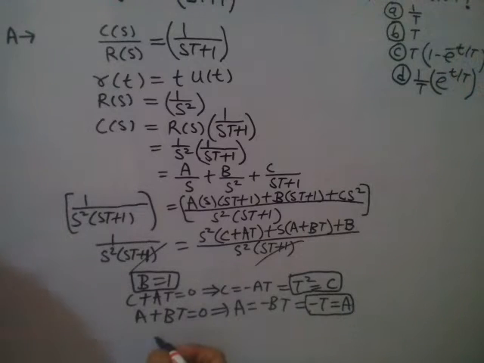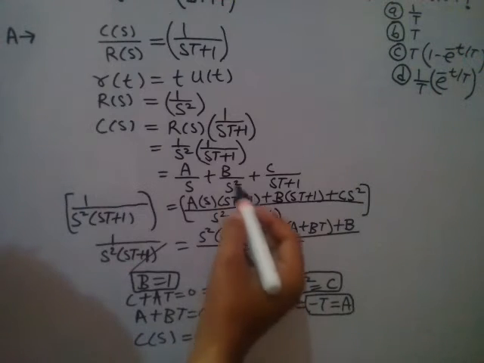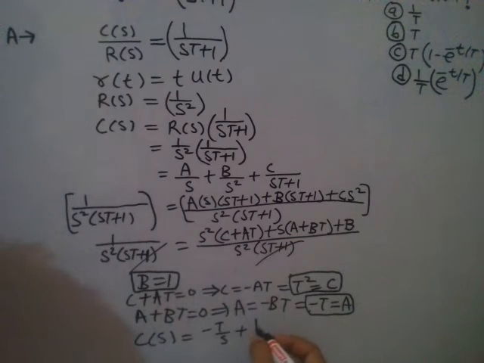So here your C(s), the control output in Laplace domain, will become A by s. A is minus T, so minus T by s, plus B by s square. B is 1, so 1 by s square, right? And plus C by (sT plus 1). C is basically T square, so T square divided by (sT plus 1).